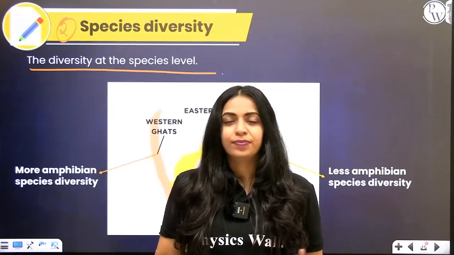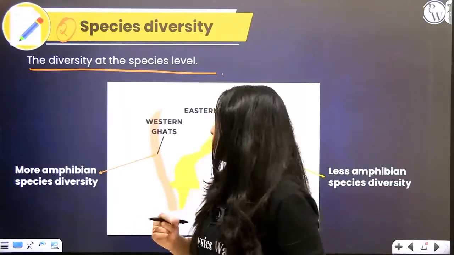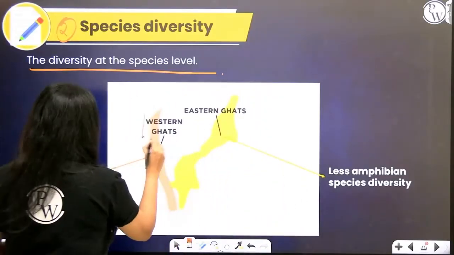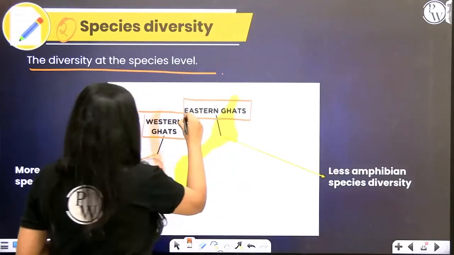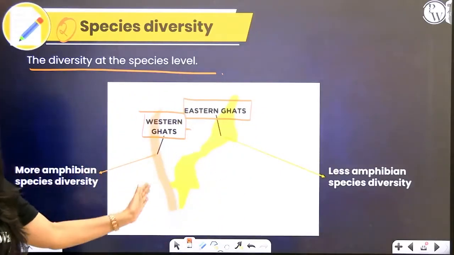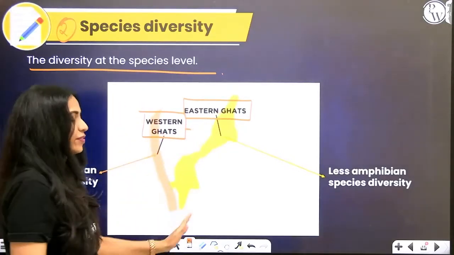For example, if you compare the amphibian species in the Western Ghats with the amphibian species in the Eastern Ghats. Towards the south of India, you have the west coast and the east coast. Towards the west coast, you have the Western Ghats, and here you have the Eastern Ghats, right?